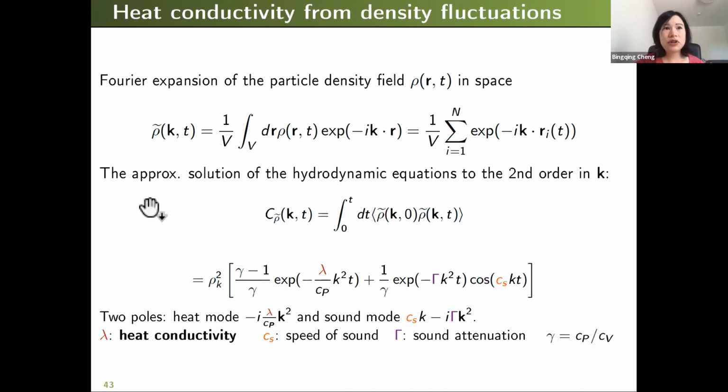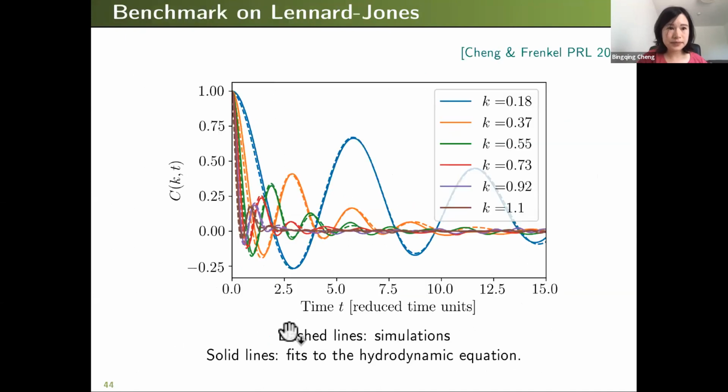More explicitly, if we look at the correlation function of this particle density field, which is already expanded on the wave vector k, this correlation function would have two modes. One is an exponential decay mode, this first term here, that is related to the heat propagation. And then the second mode here, which is oscillatory, corresponds to the sound propagation. Which means that if we can just compute the autocorrelation function of the density waves, which we can very easily from our usual MD simulations, we can fit the autocorrelation function to this expression and extract out the heat conductivity and also other quantities if you would like. So we did just that.